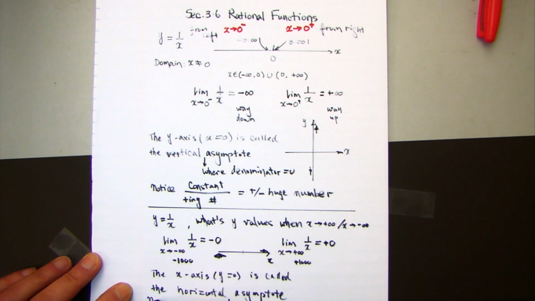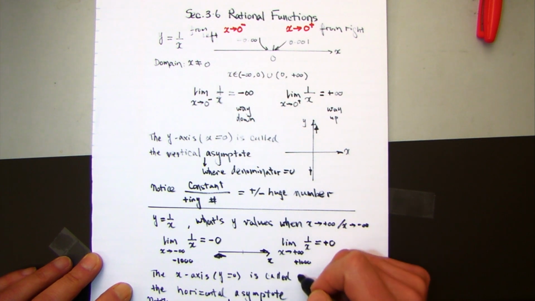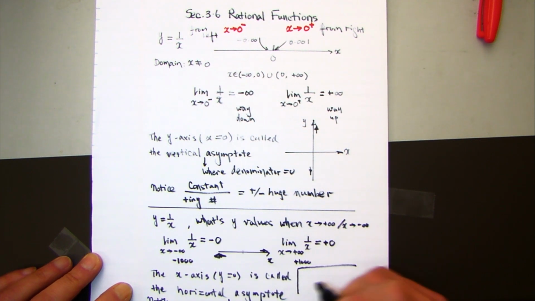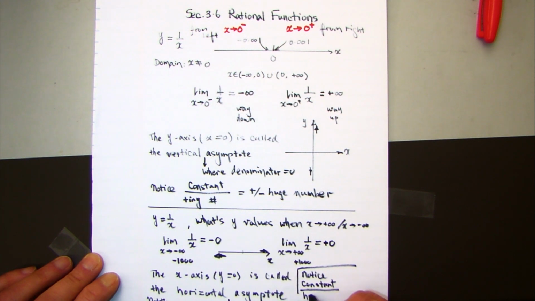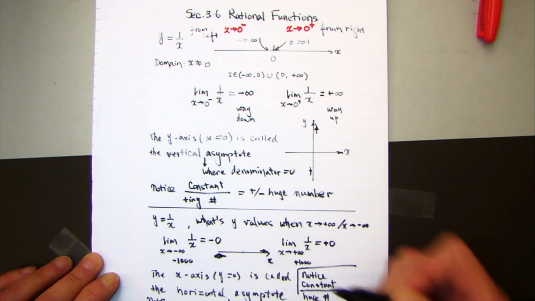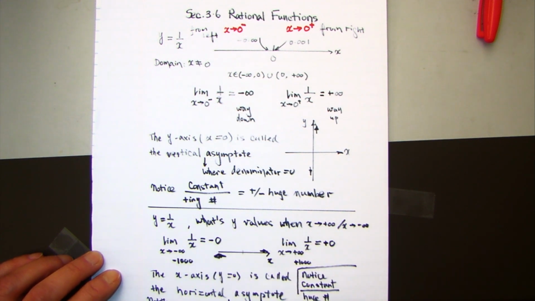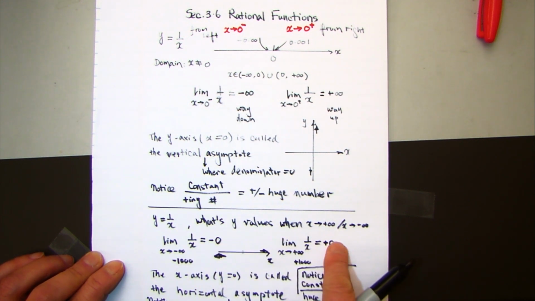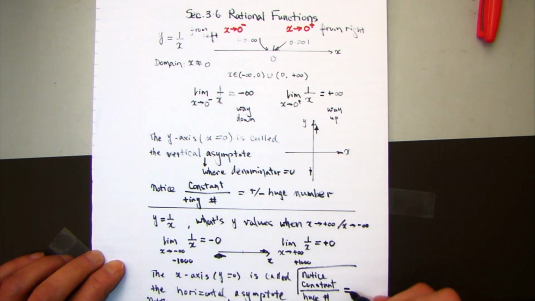Okay, and notice, constant divided by huge number. The constant in all cases is 1. Huge number, what kind of huge number? Negative 1,000, positive 1,000. And what's the result? The result is some kind of 0, close to 0, either negative or positive 0.